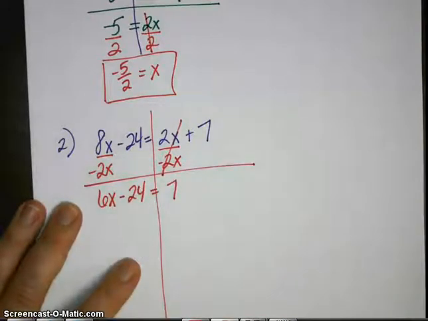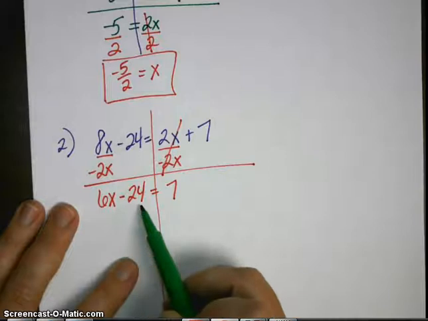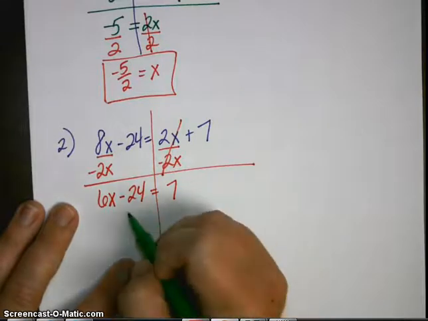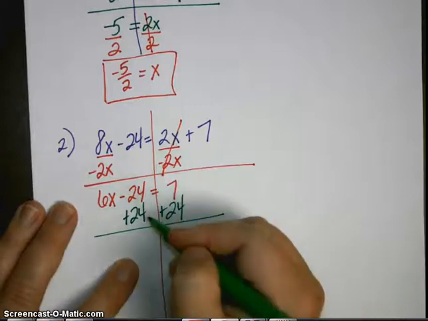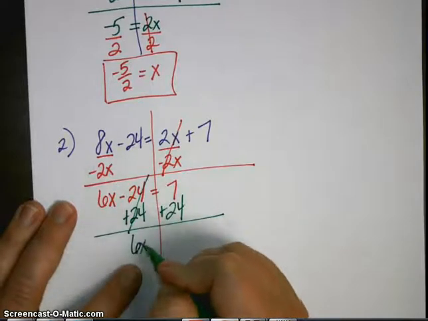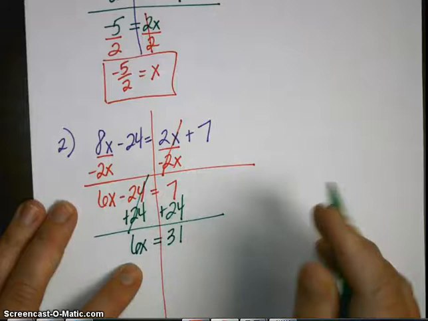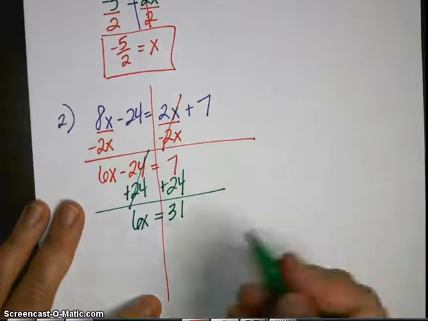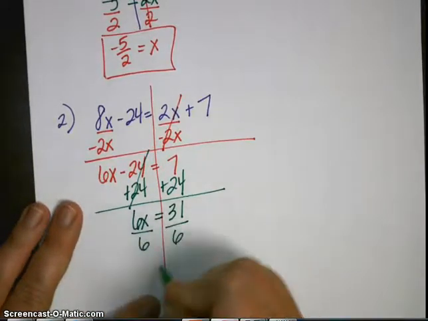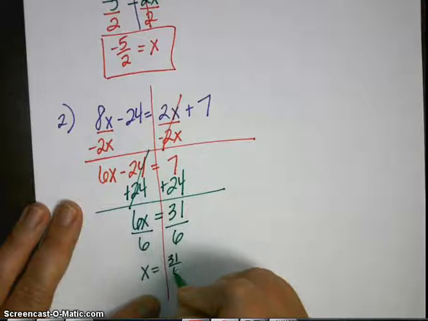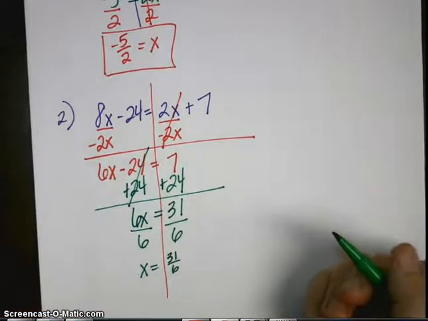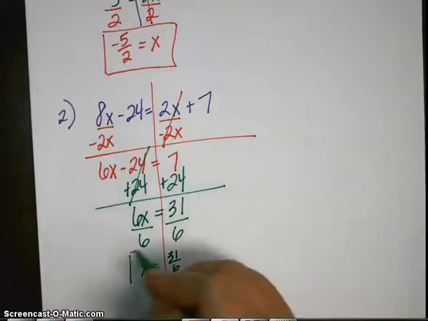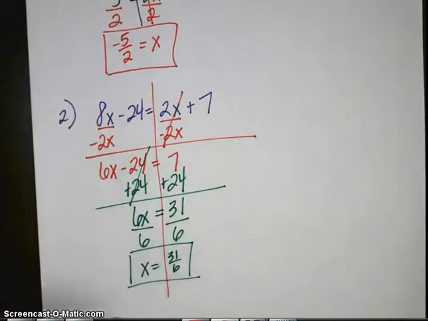Trying to get the variable by itself, I'm now going to move the negative 24. So I'm going to add 24 to both sides. And that gives me 6x is equal to 31. And then I divide both sides by 6. So x equals 31 over 6, which I can write as another number, but in algebra, again, we like to keep them as improper fractions. So I'm going to leave it there. Let's take a look at one more example.